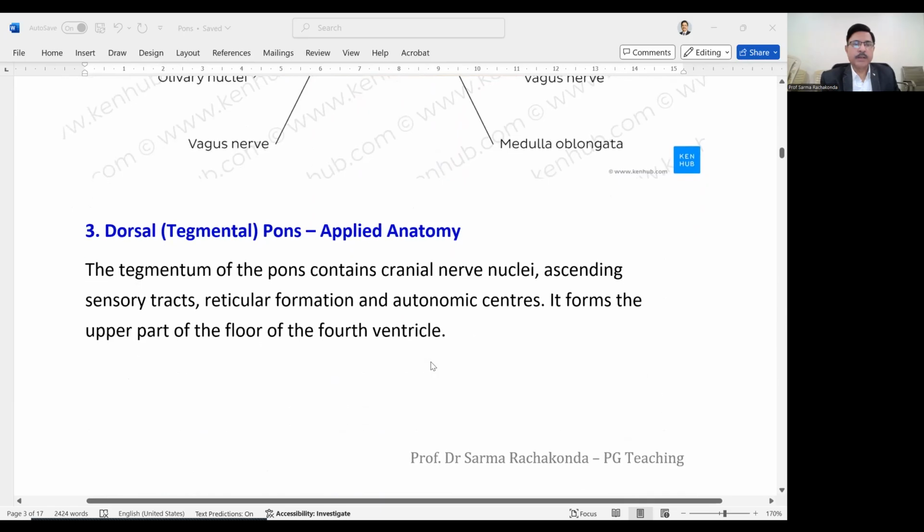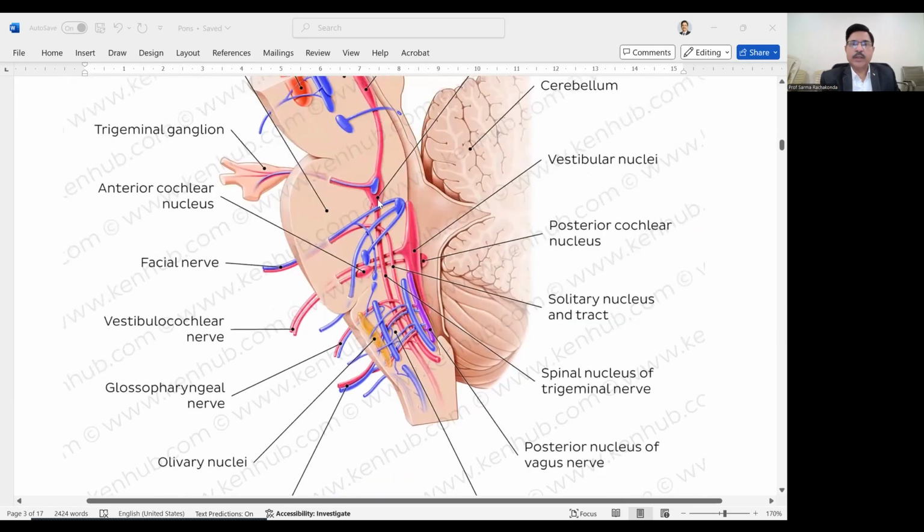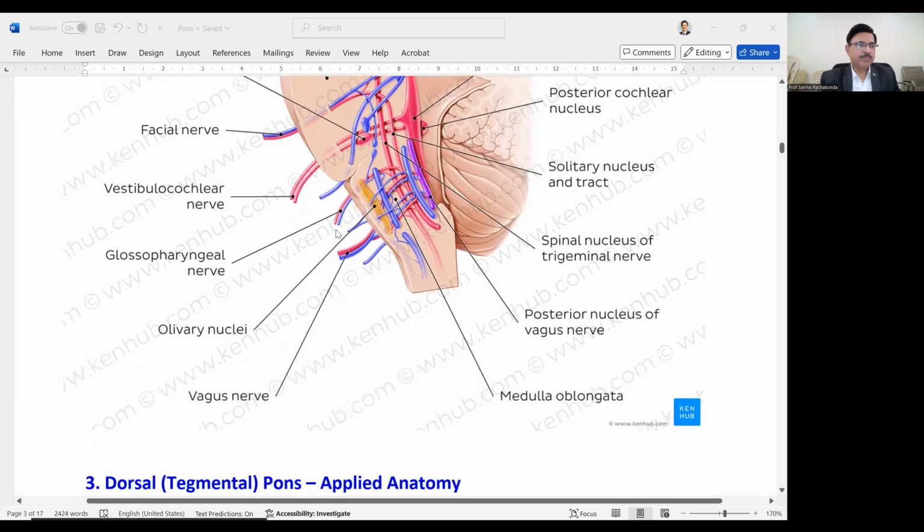So the dorsal part, as you see here, the nuclei are all in the dorsal part. This is the ventral part. This is mainly the corticospinal tract. The main nuclei of trigeminal, cochlear, facial, vestibular, all these are in the dorsal part of the Pons. Whereas the ventral part is mainly the descending tracts and the pontine nuclei and the cerebellar fibers.